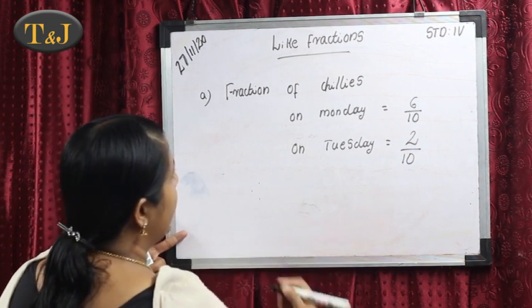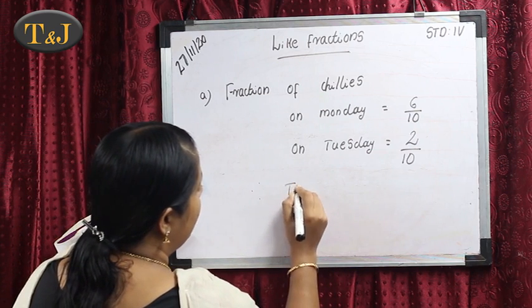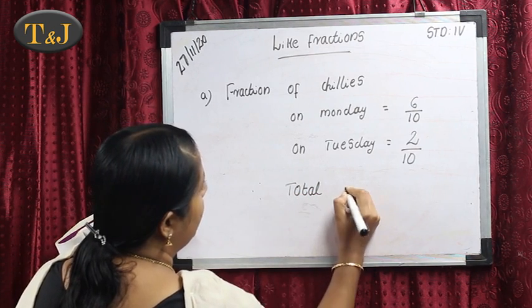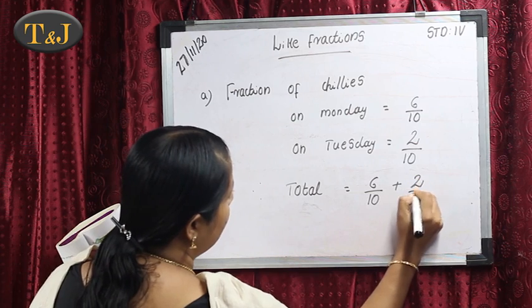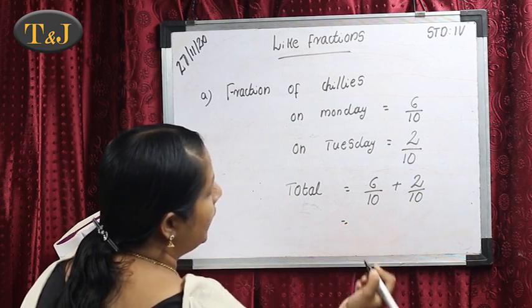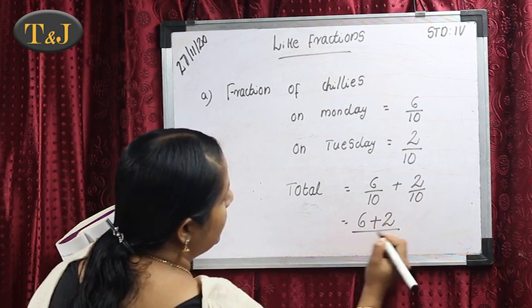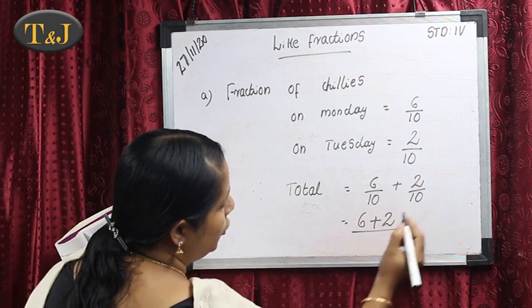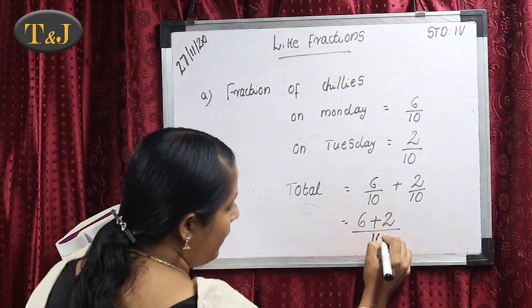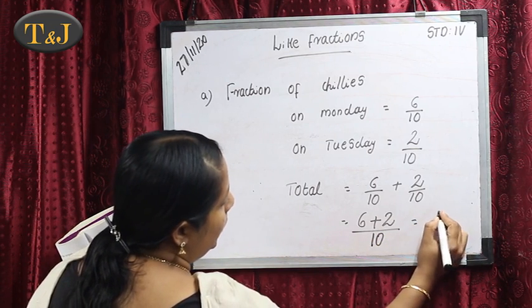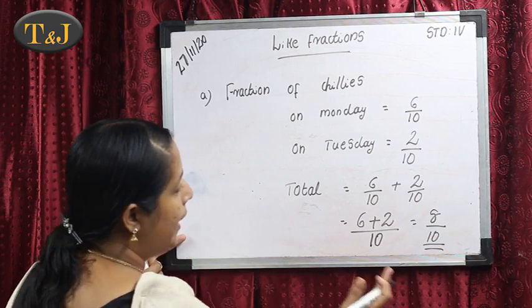Therefore, we want to find the total fraction of chilies on both days. That means 6 by 10 plus 2 by 10. We are adding only the numerators. So our numerators are 6 and 2: 6 plus 2 divided by, then our denominator remains the same number. So we write the denominator only one time. So 6 plus 2 equals 8, 8 by 10. So the total fraction of chilies is 8 by 10.